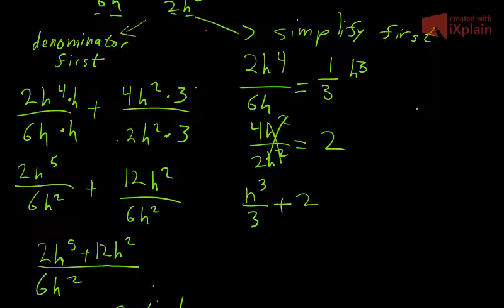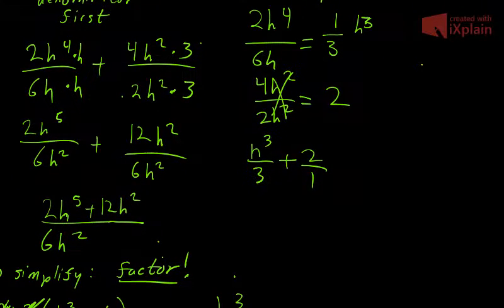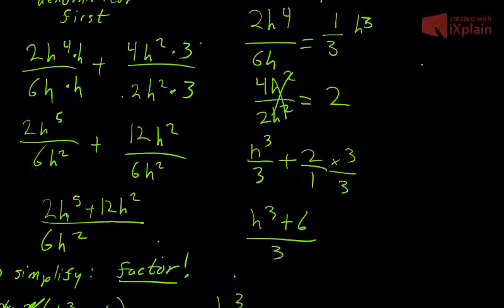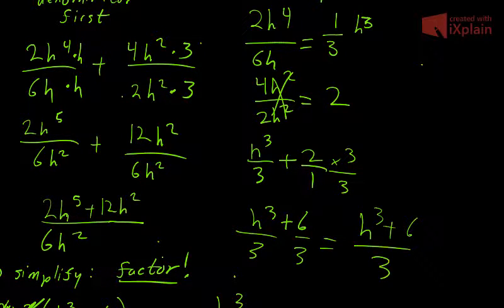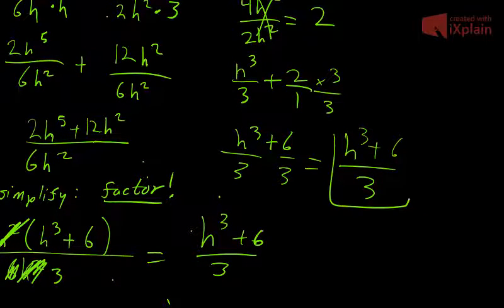So now I have to figure out a way to give these common denominators. To do that, I'm going to just use this 3 here. Right now I have 2 over 1. So if I multiply this by 3 over 3, I would get h cubed plus 6 divided by 3. Sorry, I skipped a step there. h cubed divided by 3 plus 6 divided by 3, which is h cubed plus 6 over 3. And just like that, we're good to go.